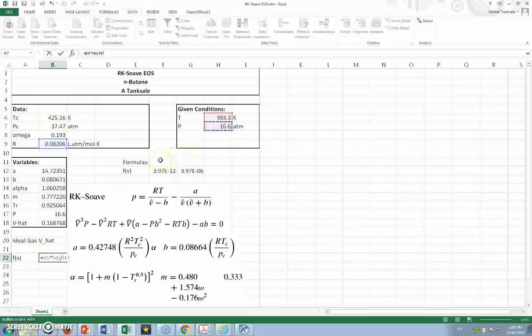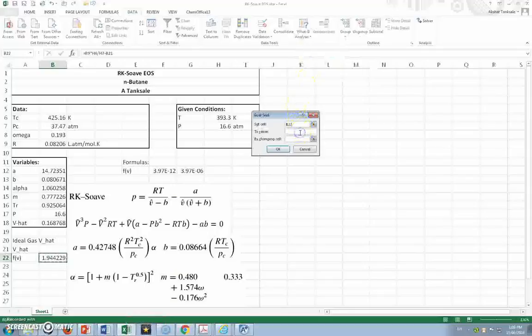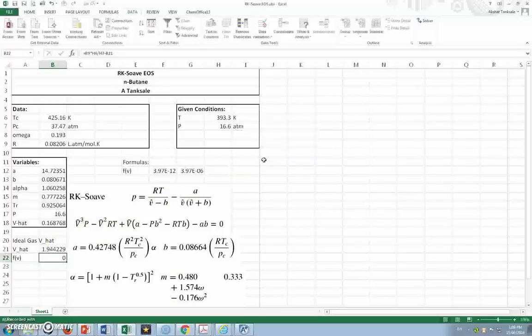In this case, I'm setting up RT over V hat minus pressure, which should also be equal to 0. So again, we can use the goal-seek function to make the cell for the function go to 0 by changing the V hat cell. And this time we get a very different value.